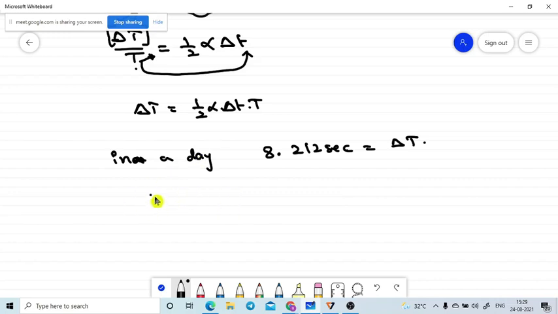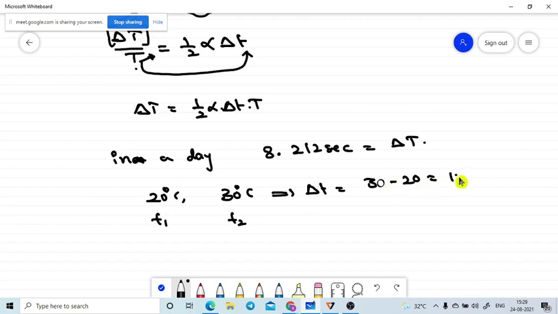The initial temperature is 20 degrees Celsius, and they raised the temperature to 30 degrees Celsius. That means this is T1, this is T2. So the change in temperature, delta T, is equal to the final temperature 30 minus the initial temperature 20, which is equal to 10 degrees Celsius. Are you getting or not?